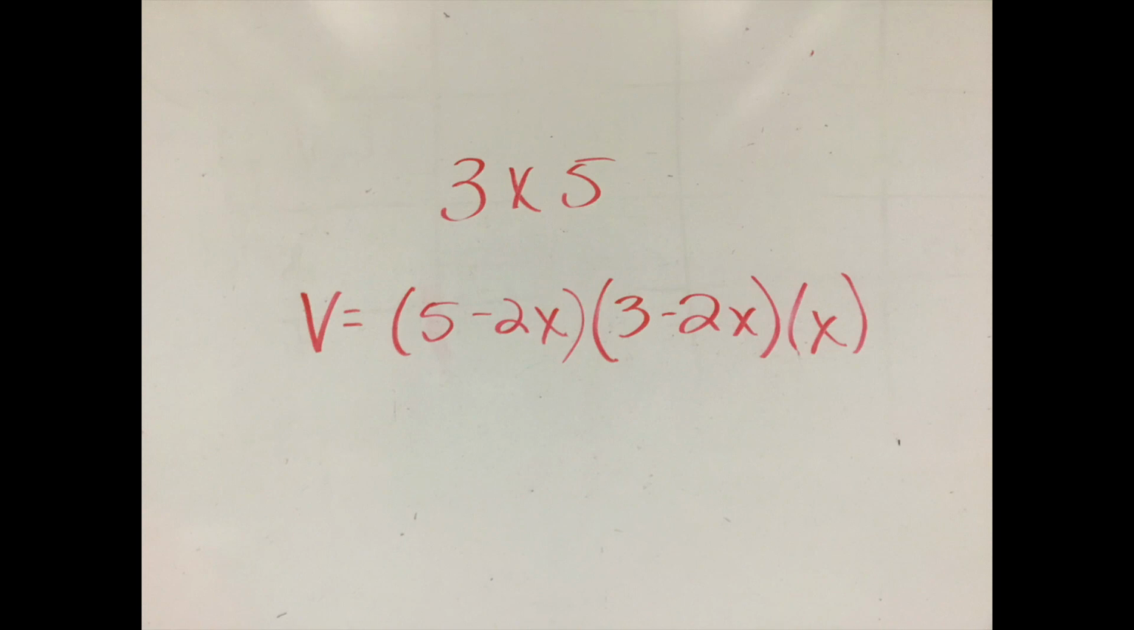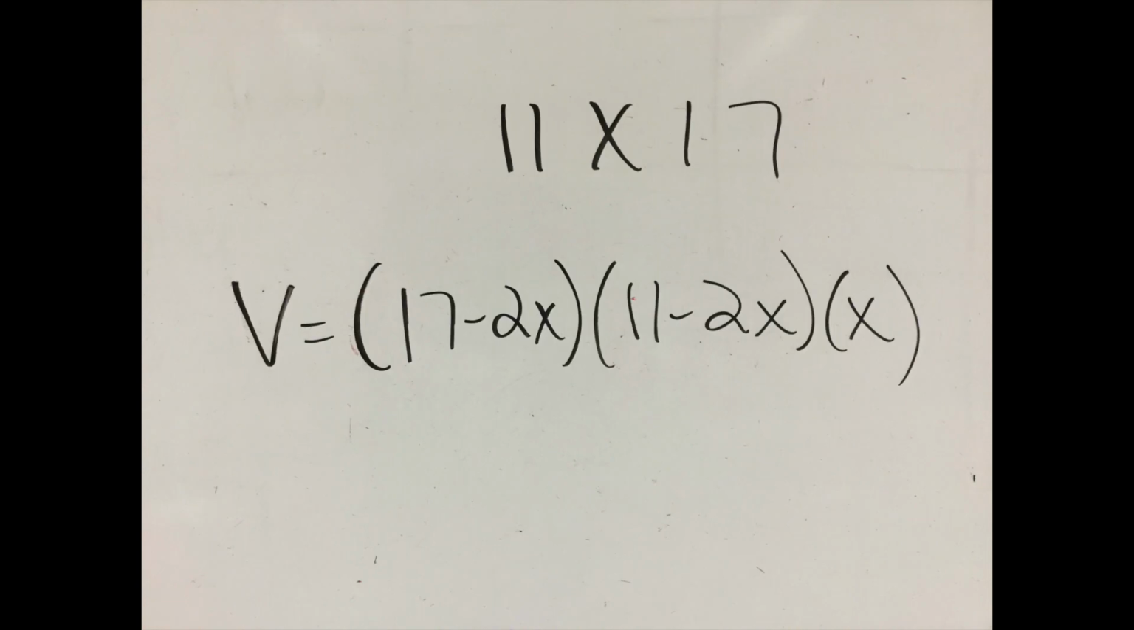You use that same kind of equation for other sizes of paper. If you did a 3 by 5 note card, you would have 5 minus 2x and 3 minus 2x. If you do an 11 by 17 piece of paper, you're going to do 17 minus 2x and 11 minus 2x. Just remember to have the length and the width and the height.